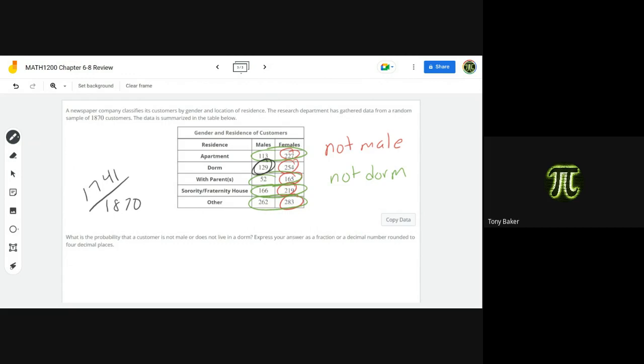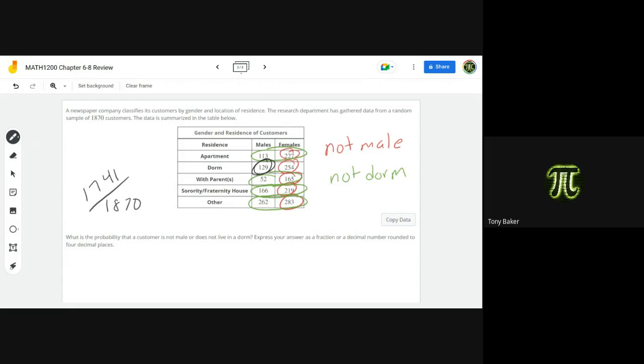What do you do with that 120? I subtracted it from 1870. So we get the percent of that? It actually said you can do it as a fraction or a decimal. So you could literally leave it as that fraction.